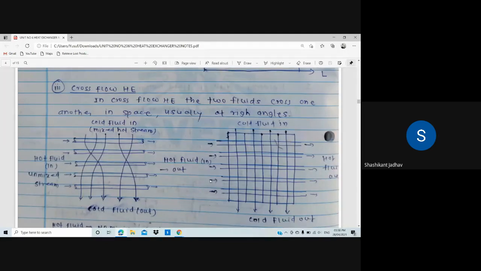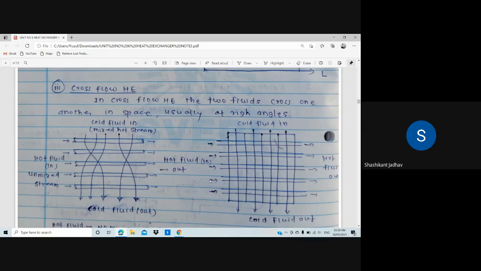Okay, what is the direction of the hot fluid and the direction of the cold fluid? In the first diagram, the cold fluid is moving in a zigzag manner, meaning mixing of the stream takes place. In the second diagram, the cold fluid is moving in a straight direction. So the meaning of each is given: hot fluid, no mixing of streams for both diagrams.